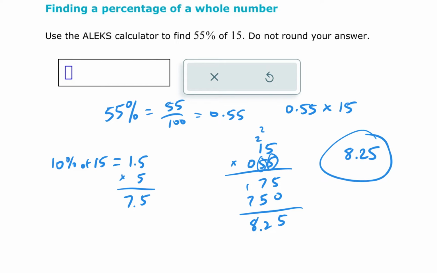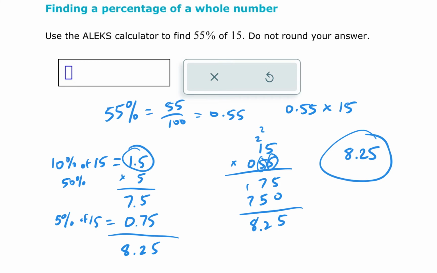Then we need also, because we're not wanting 50%, we're wanting 55%, we need to think of what is 5% of 15. 5% of 15 is going to be half of 10%. Well, if 10% was 1.5, 5% will be half that, 0.75. Then we just add our 50% and our 5%, and we get 8.25.